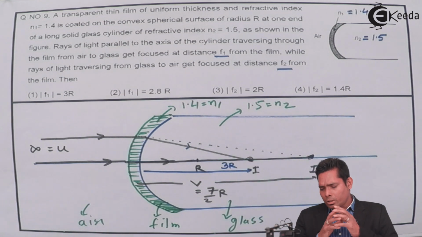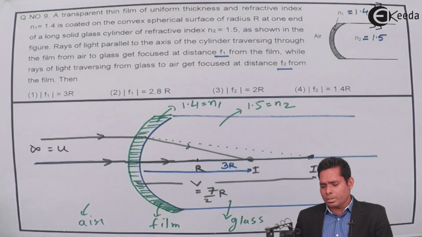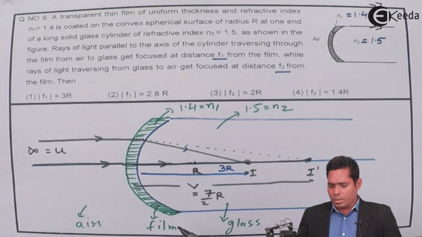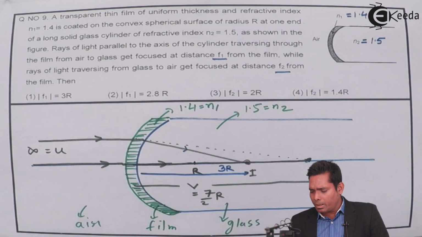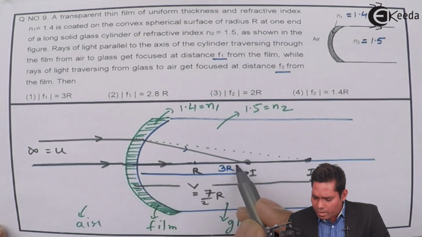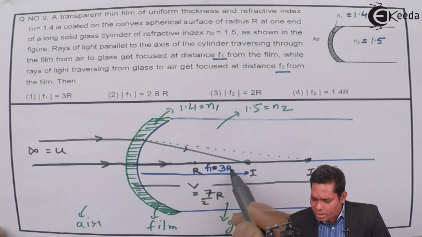Therefore, it is the combined focal length, I suppose. But then I have to check it. Anyway, that is not our concern. Our aim is only to find this f1, which is given in our question, the distance where it is finally formed. So finally we got f1 as 3R.